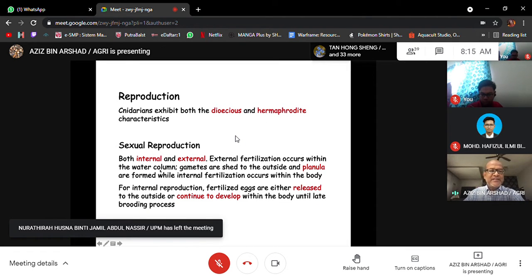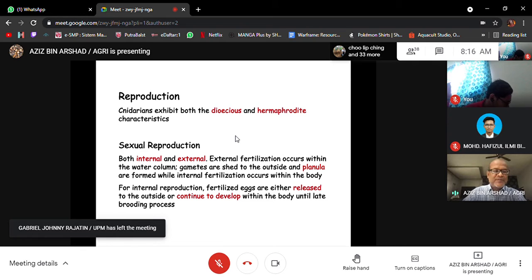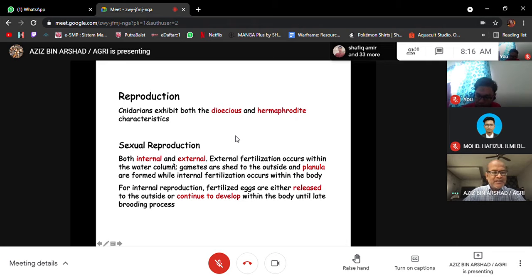In terms of reproduction, many cnidarians can be either dioecious or hermaphrodite. So they can be male and female in one body, or have separate sexual organs on different bodies. For sexual reproduction, it can happen both internally and externally. So the eggs can be broadcast out, which is called external, or the eggs can be found inside the body and fertilization will occur inside.